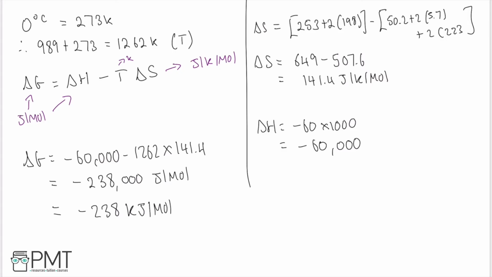Now, if we look at whether this is feasible, we know that our value is negative. So because our value for delta G is negative, we know that our reaction is thus feasible.